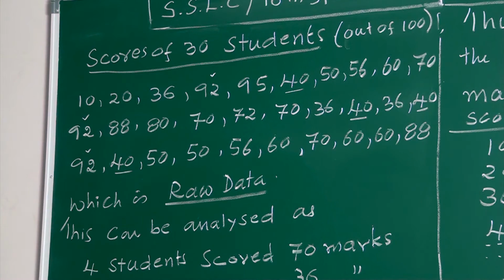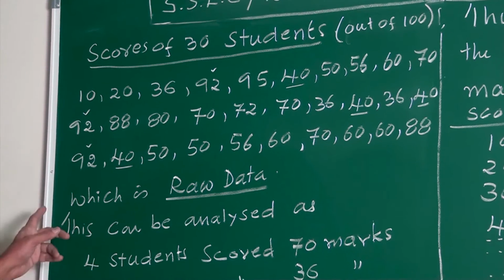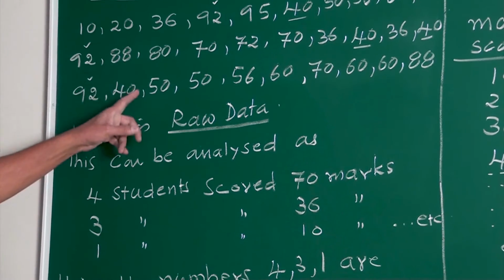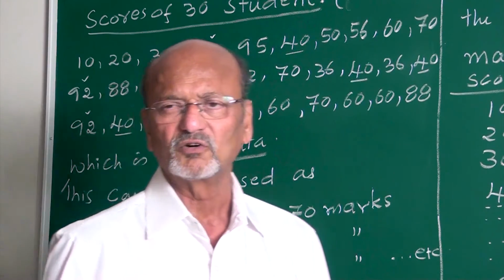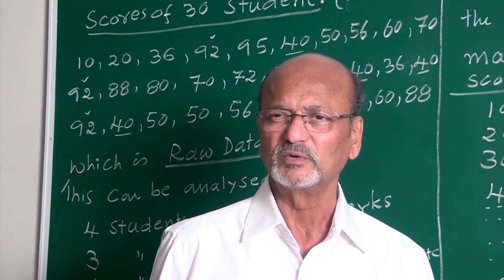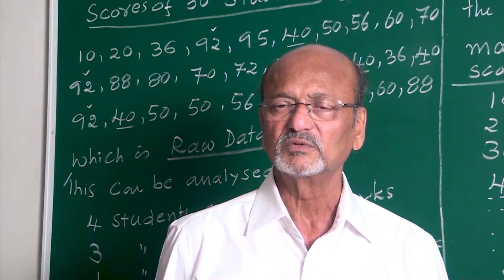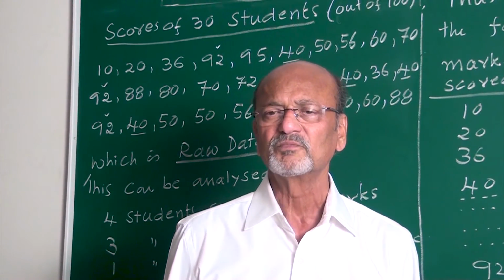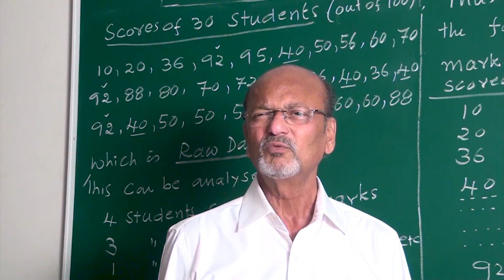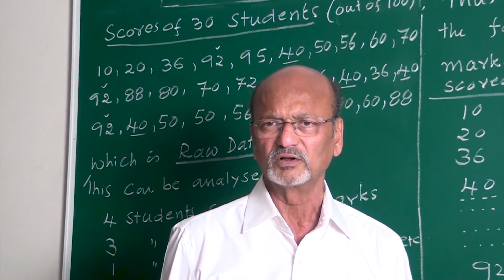In this case, my friends, writing in ascending or descending order is tedious and time consuming. It is with 30 students. If the number of students is 100, in that case it is still more time consuming, and we feel it is boring.